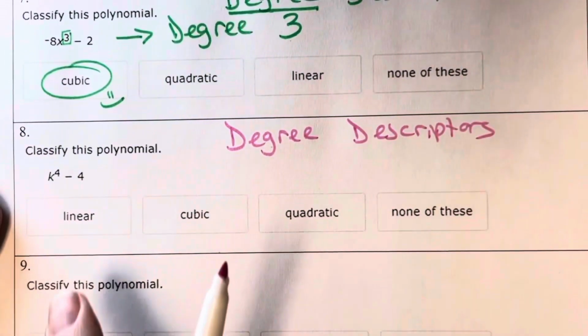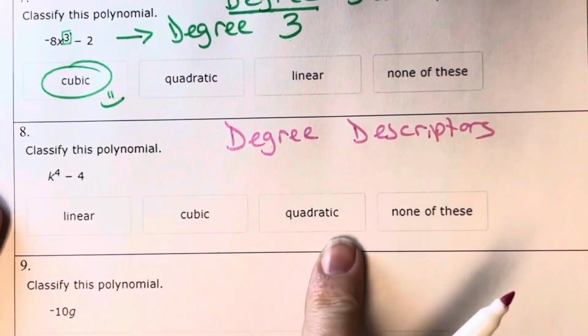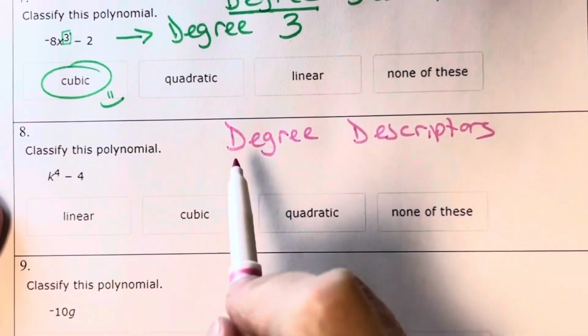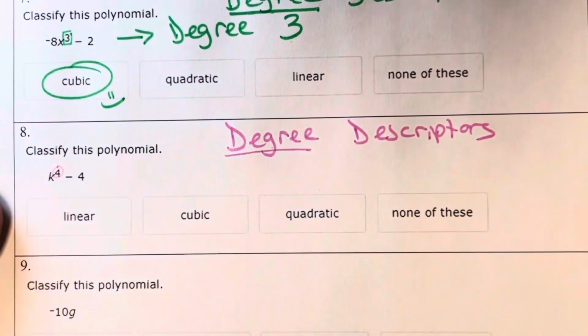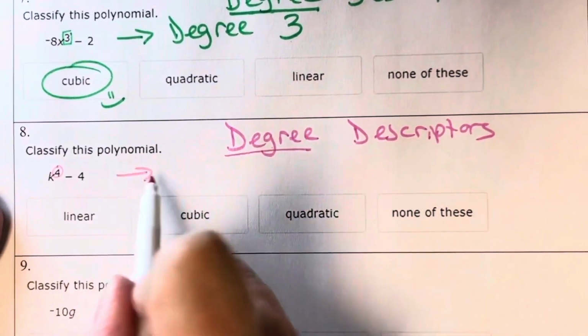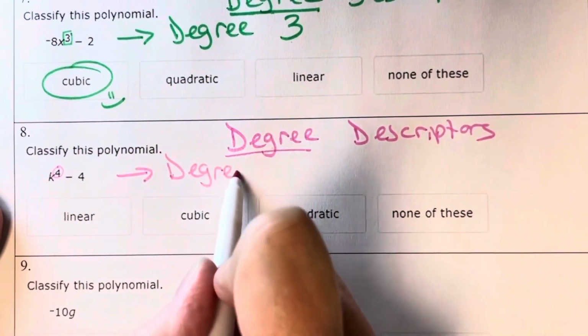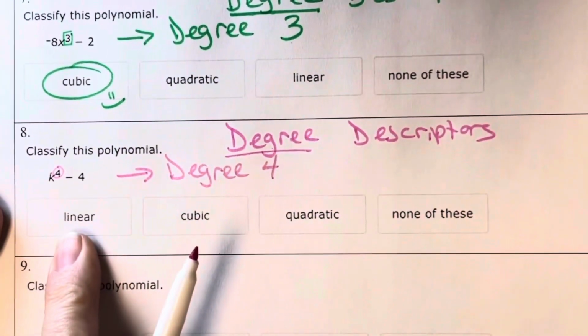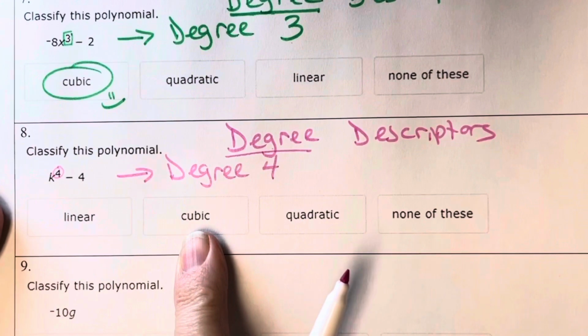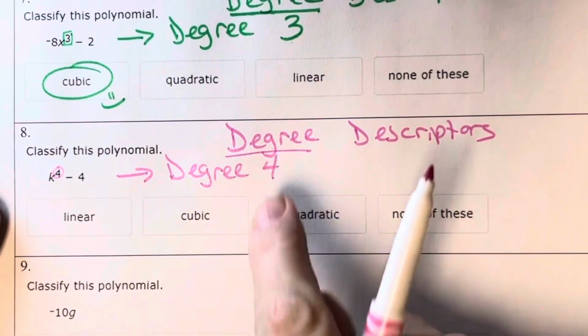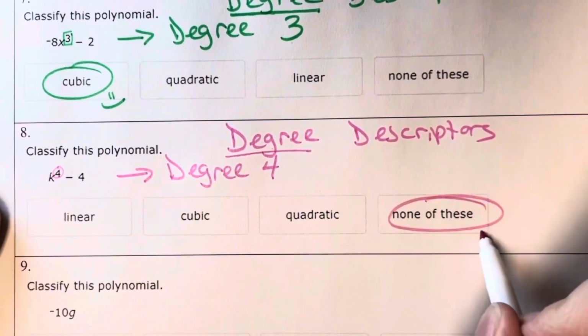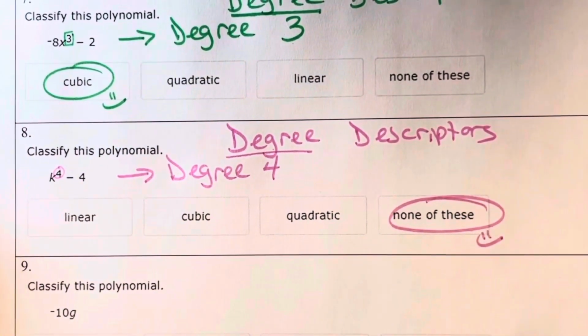In example 8, we again see linear, cubic, and quadratic, just like in example 7. So these are still degree descriptors. And again, I have my highest, largest, only exponent. So this is degree 4. So linear is degree 1, cubic is degree 3, quadratic is degree 2, but I have a degree 4. So for this problem, none of those terms fit a degree of 4.